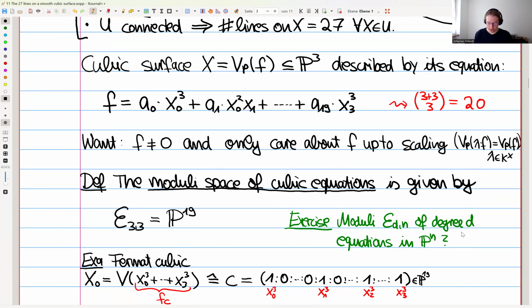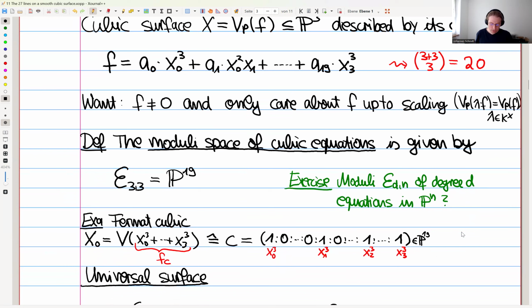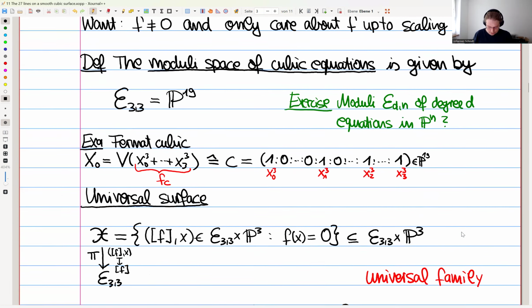Maybe with this discussion, it's not so difficult to guess what it should be. Okay, so we have this moduli space, and moreover, we have another nice object over it, which is called the universal surface. Somehow what we do is we take the space of all possible equations f, and then inside the product of this with P3 itself, we can look at the points given by an equation f and the point x inside P3, such that x satisfies the equation.